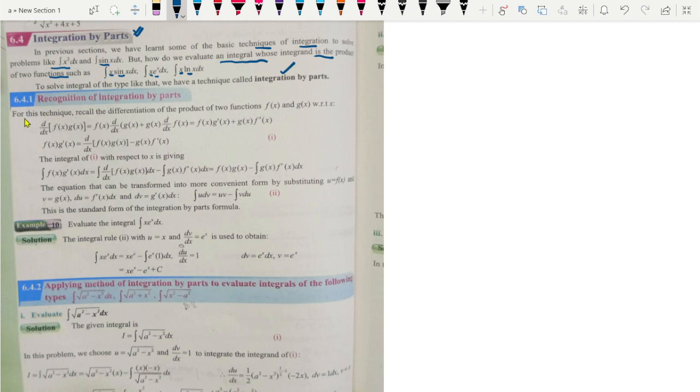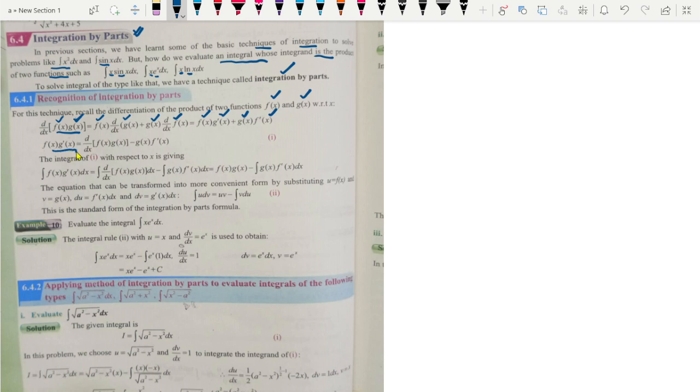For the derivation of integration by parts, recall the differentiation of the product of two functions f of x and g of x. So we take the derivative of the two functions f of x and g of x. We know how to use the product rule: first function into derivative of second, plus second function into derivative of first.